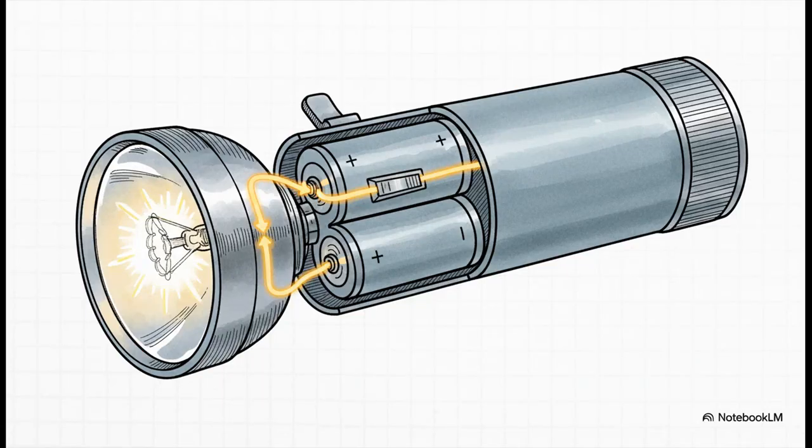And a simple flashlight, it's a perfect example of this. You've got the battery, the little bulb, and the switch. They're all part of this potential loop. When you slide that switch on, bam! You've just lowered the drawbridge.